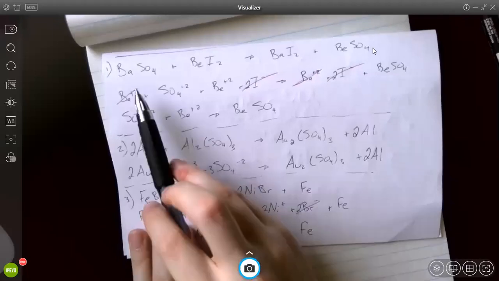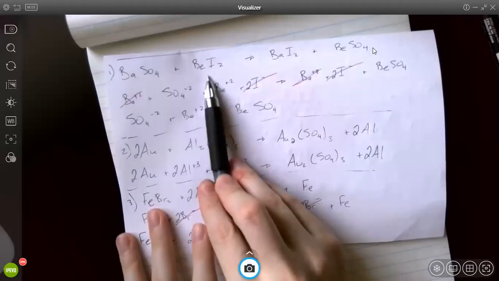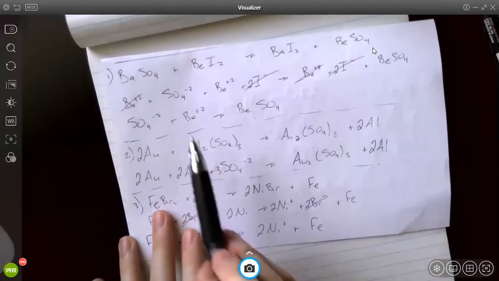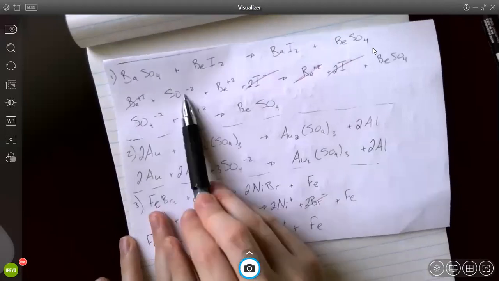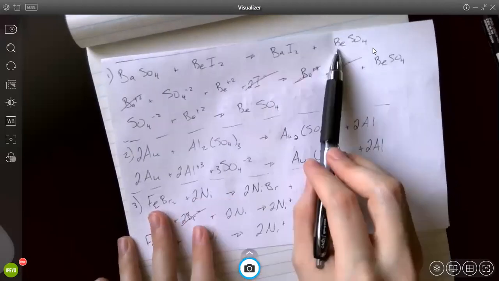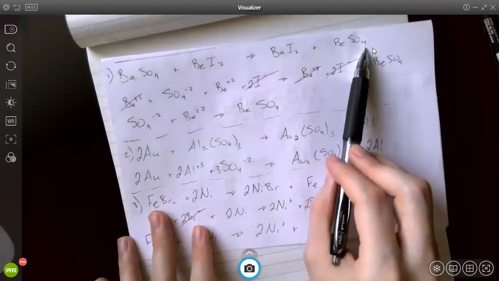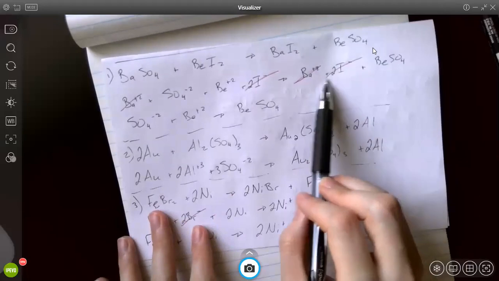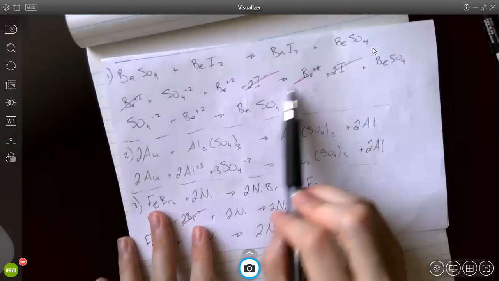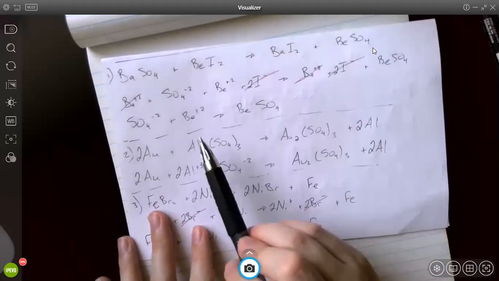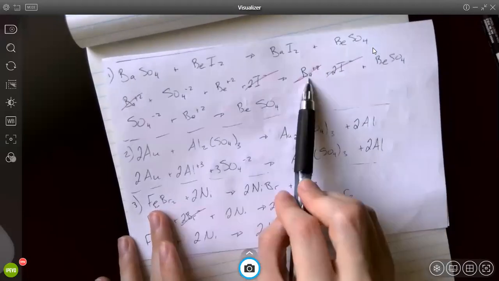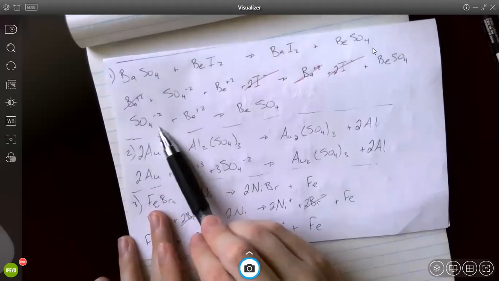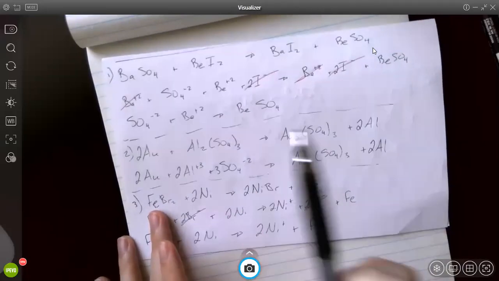So we started off with barium sulfate reacting with beryllium iodide, and we do our double displacement reaction. Then we break both reactants down into ions. Your beryllium sulfate is going to be your precipitate. Your other product gets broken apart into ions. And then you cancel out your spectator ions, which are the ones that are the exact same on both sides of the arrow. Whatever does not get canceled out becomes your net ionic equation.